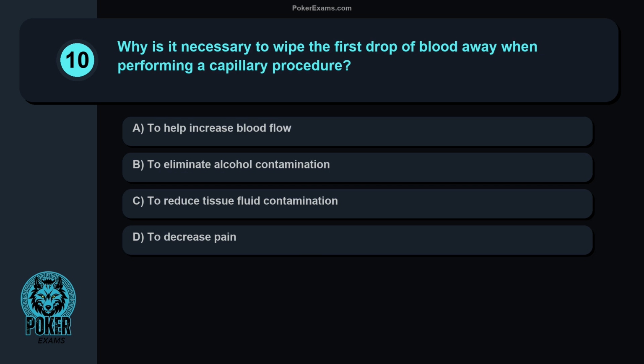Question 10. Why is it necessary to wipe the first drop of blood away when performing a capillary procedure? To help increase blood flow. To eliminate alcohol contamination. To reduce tissue fluid contamination. To decrease pain.